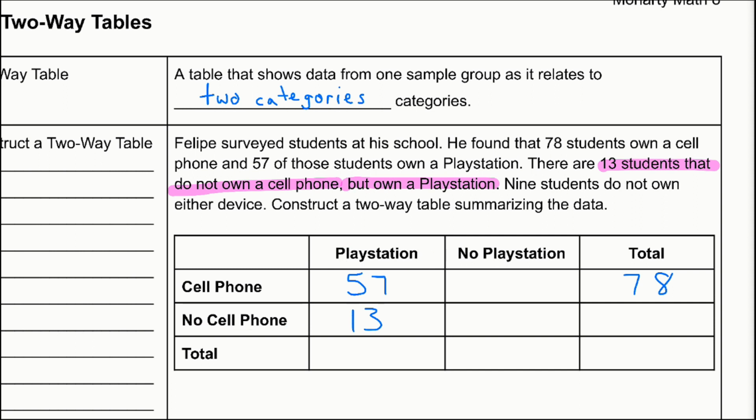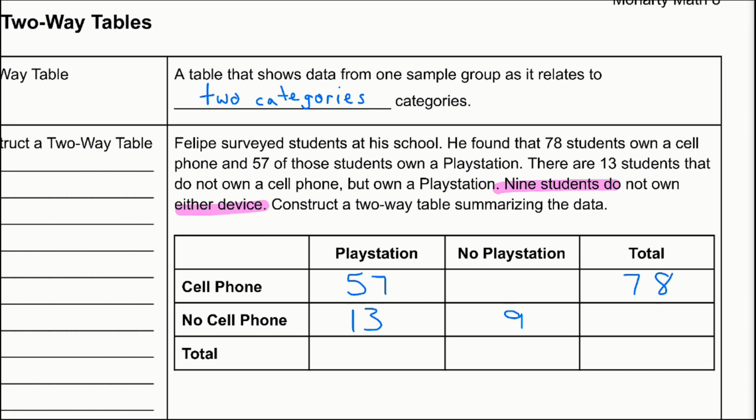Right? 9 students do not own either device. So that would be a no cell phone, no PlayStation. There's going to be 9 students there. So that's all the information that we are given. So we need to fill in the blanks. You can start however you want. It doesn't really matter to me.